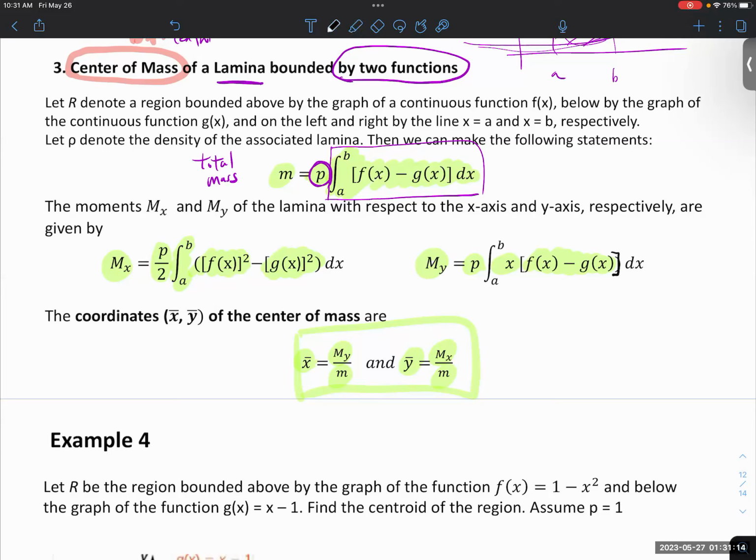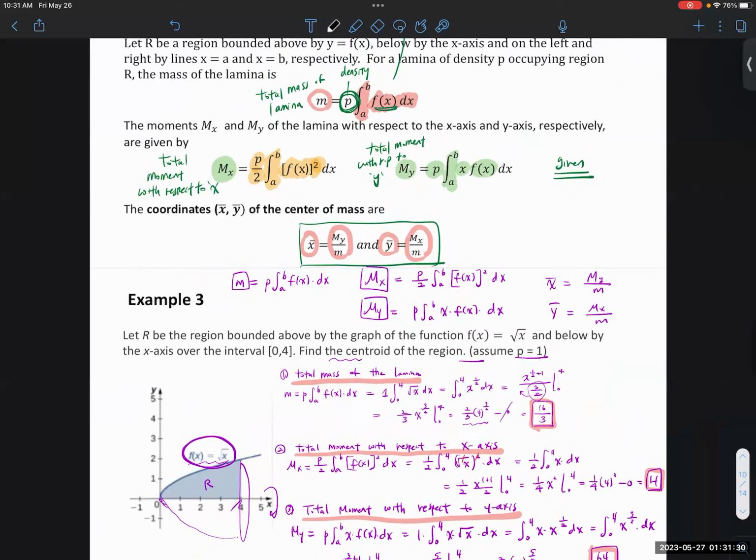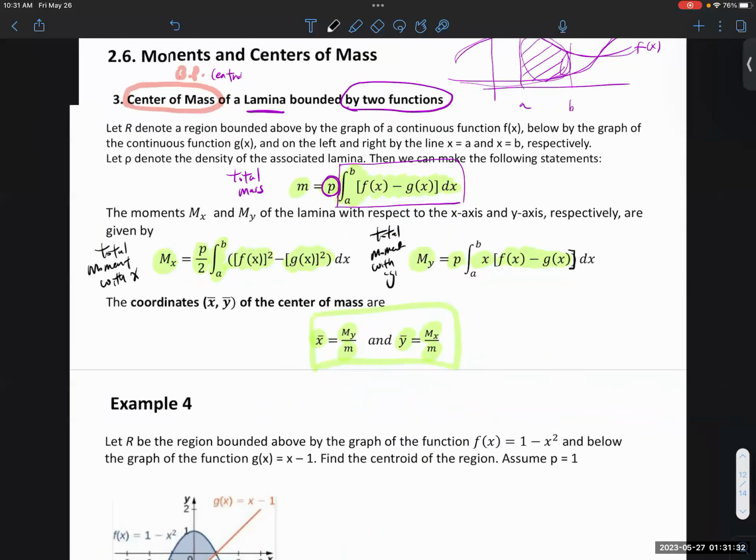So same thing. This is a total moment with x variable. This is a total moment with y variable. So it's the same formula as you see here, just that we have two functions. So the differences.